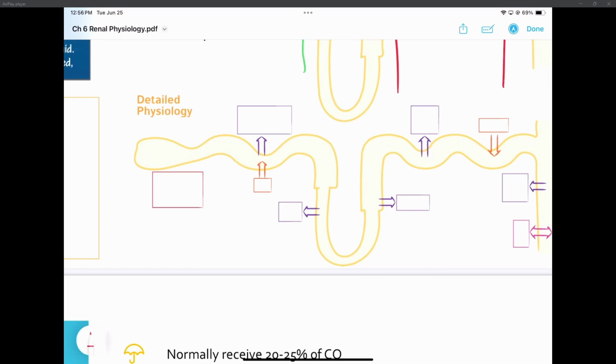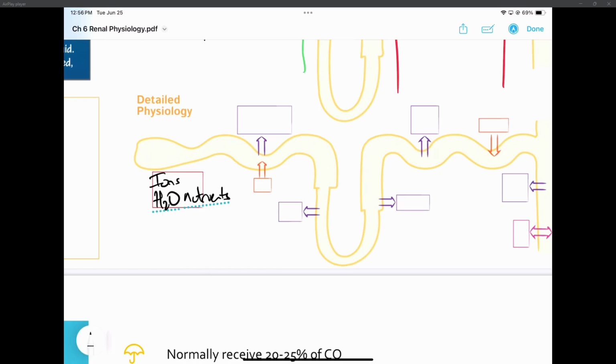So right in the beginning, remember this is the initial dump of all of the solutes. So in this area we have ions, water, and other nutrients. So now we're at the next structural area of the nephron outside the Bowman's capsule. What's it called? Proximal tubule.